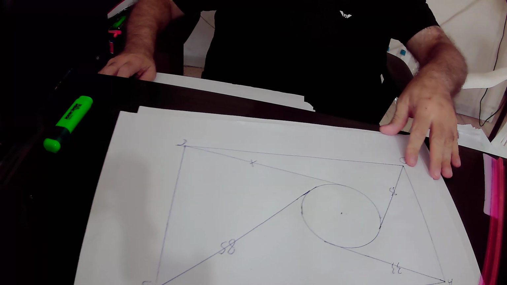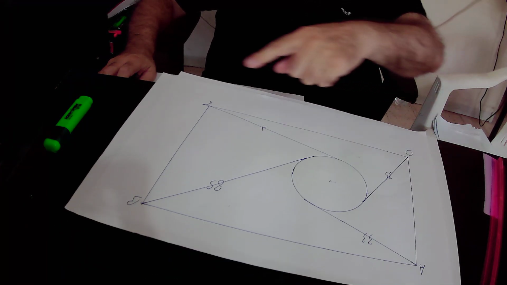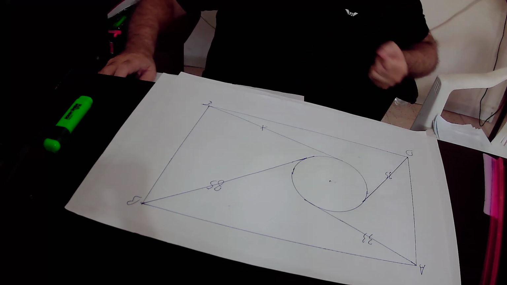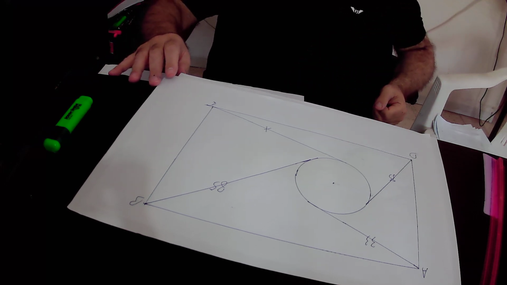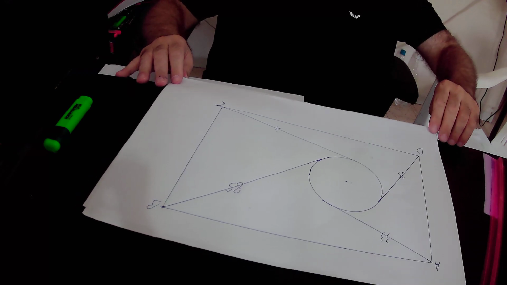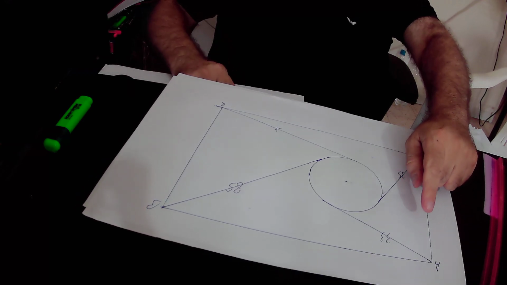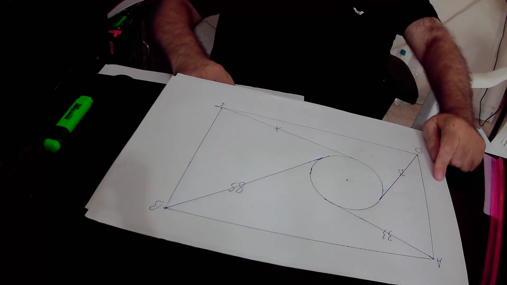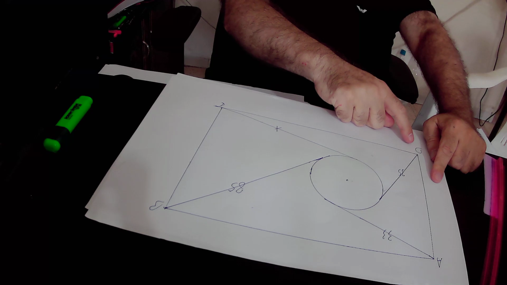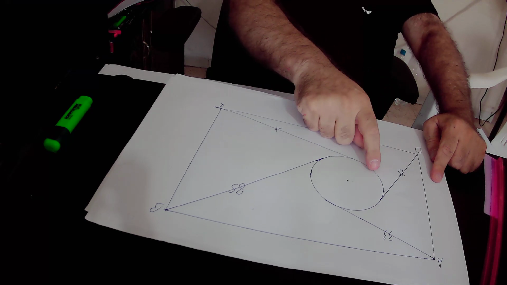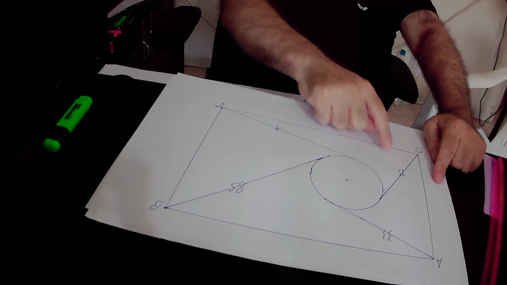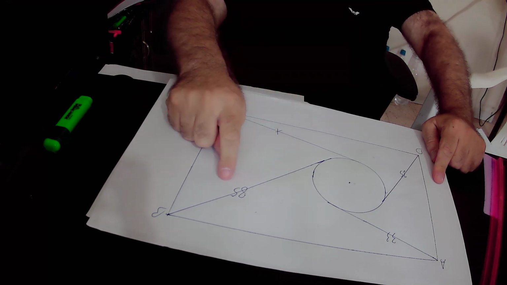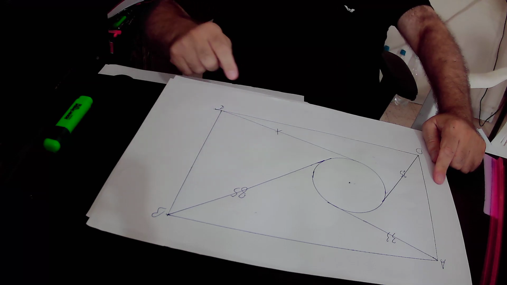In the drawing, we have rectangle ABCD. Inside the rectangle, we have a circle. We know that the length of the tangent from point A to this circle is equal to 33 units. The length of the tangent from point D to this circle is equal to 35 units. The length of the tangent from point B to this circle is equal to 85 units.